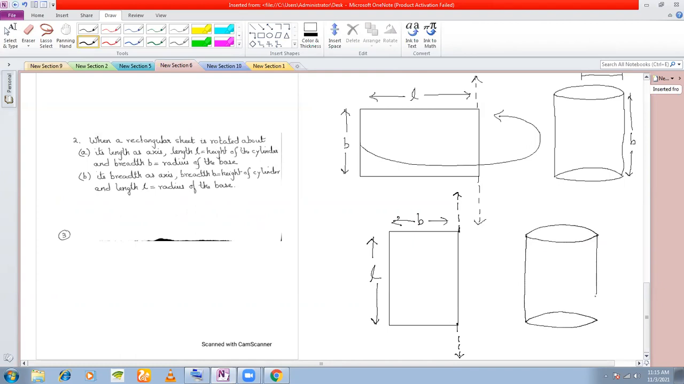This time, what will happen? The height of the cylinder will become equal to the length, right? And what about the radius? Radius will become the breadth of this sheet, right? So I hope this is clear.